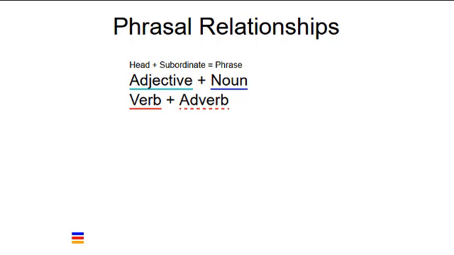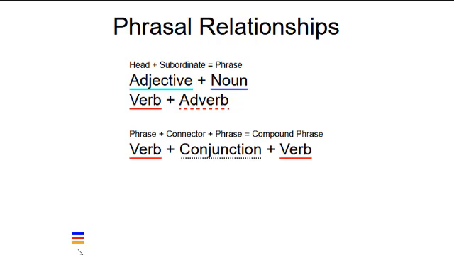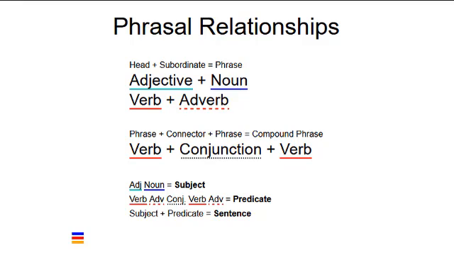Adjectives are the subordinates of nouns, and adverbs are the subordinates of verbs. Phrases can be combined with each other in different ways. If two phrases form the same part of speech, a conjunction can be used to connect them into a compound phrase. A sentence is typically formed when a noun phrase is combined with a verb phrase.